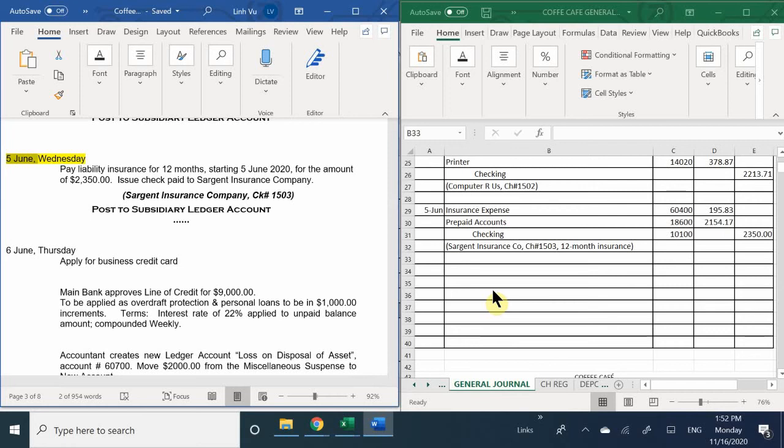For overdraft protection and then personal loans in $1,000 increments. Okay, so right now in the bank, do you have a sufficient amount of money or are you overdrafted already? No, we are not overdrafted. So we are definitely not overdrafted.